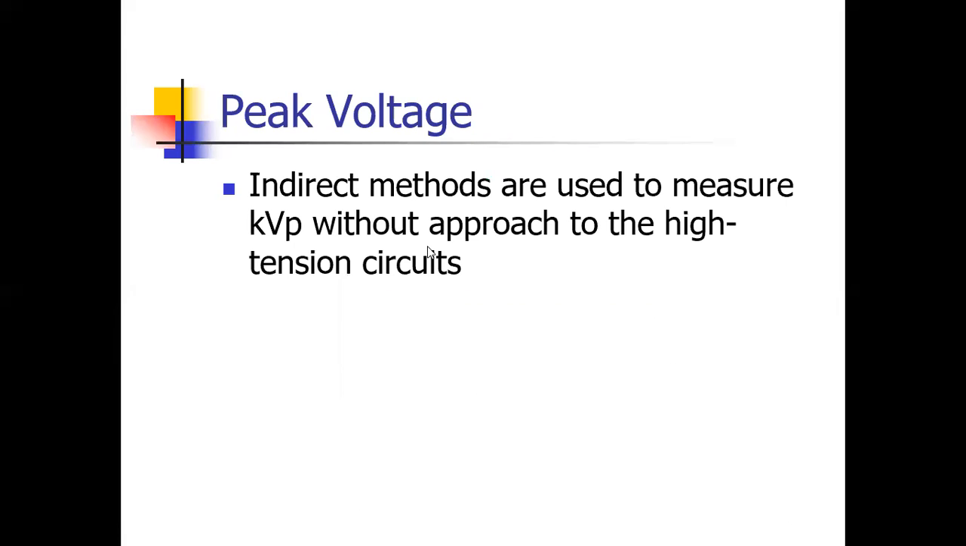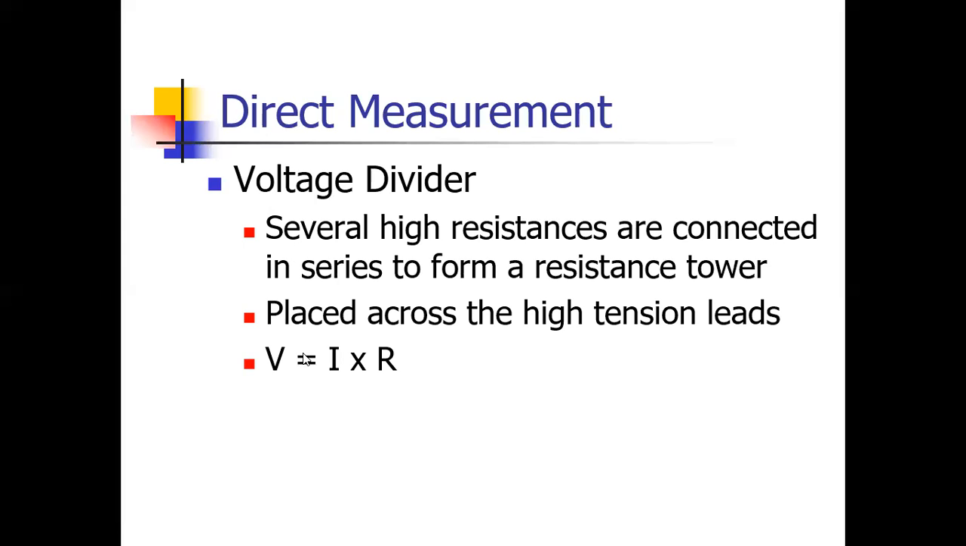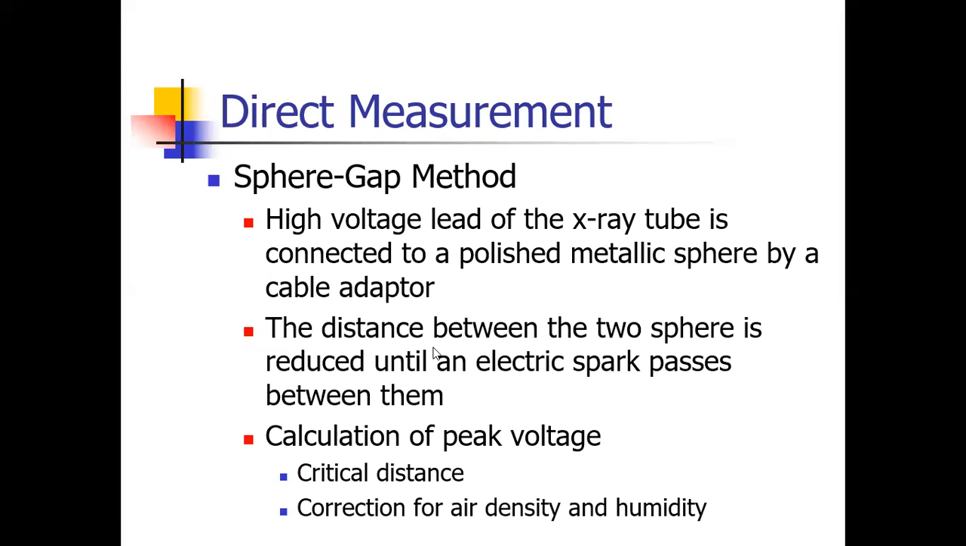Peak voltage: indirect methods are used to measure kVp without approaching the high tension circuits. The voltage divider has several high resistances connected in series to form a resistance tower, placed across the high tension leads. You can figure out what the voltage is, obviously by using Ohm's law, I times R.